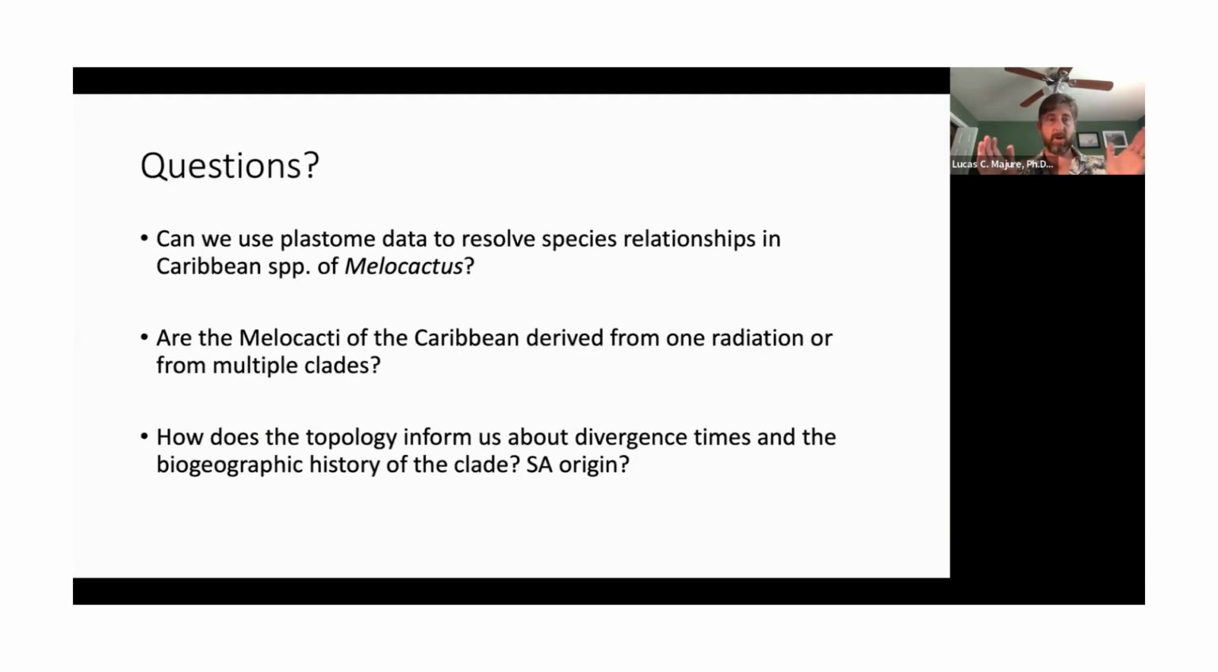And so here were our questions. We wanted to see if we could use whole chloroplast genomes to resolve the species relationships in Caribbean species of Melocacti. I was a little dubious about this at first based on some things that Taylor had published early on, saying that resolution is really, really bad in this group of plants. Well, with this phylogeny, we wanted to determine were the Melocacti of the Caribbean derived from one radiation or multiple clades. So that means, for instance, Leptocerus, we know that was essentially one introduction into the Greater Antilles, and then they diversified after that introduction.